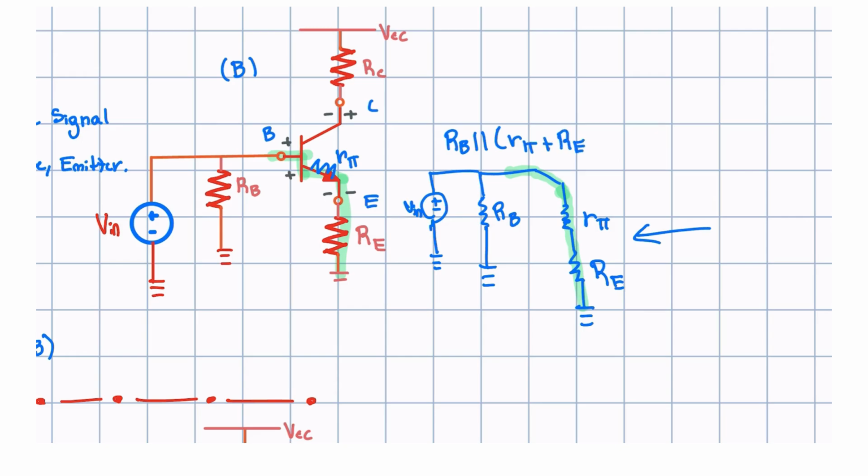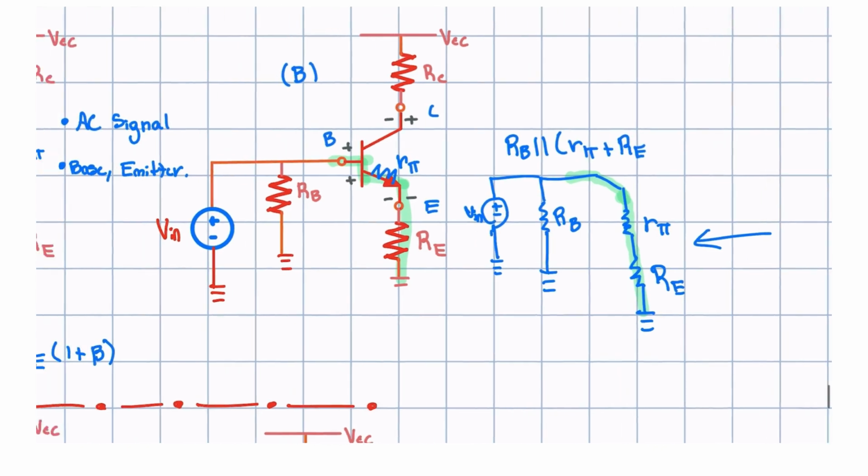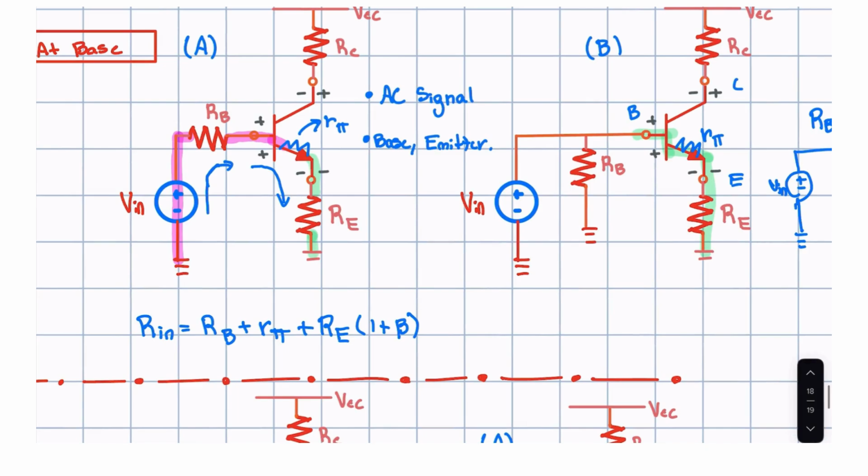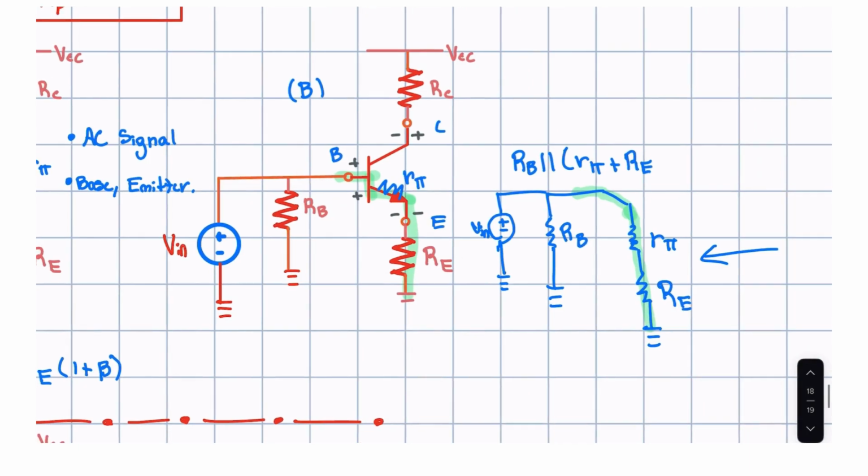But what do we do with RE? Like I said before, if we look back to the previous problem, this is where we multiply by the constant 1 plus beta. And that's exactly what we're going to do here. So 1 plus beta. And this right here is our entire input impedance.